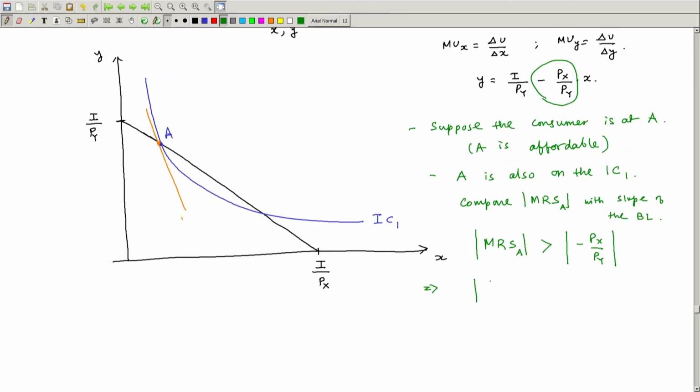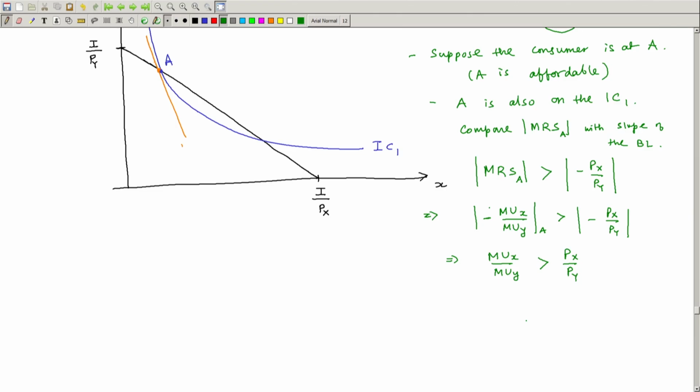So I can rewrite this as minus MUx upon MUy at A being greater than the absolute value of minus Px by Py. Now because I'm taking the absolute value, I can essentially drop the minus sign, and I can write this as MUx by MUy at A is greater than Px by Py. I'm going to drop the subscript A because the context now is very clear, correct? So I've compared the slopes, those are negative numbers by definition. I've taken the absolute value and I've written it as MUx by MUy is greater than Px by Py.